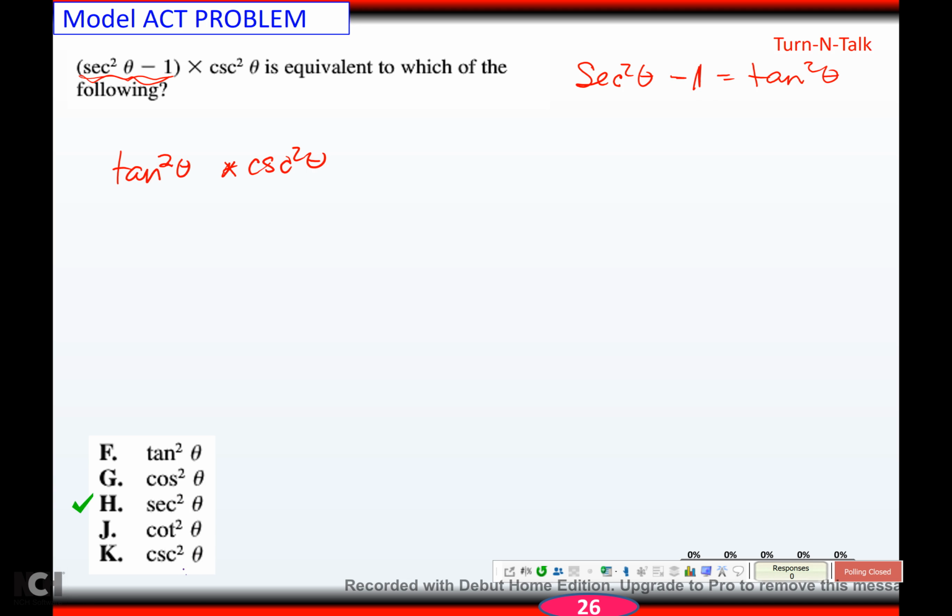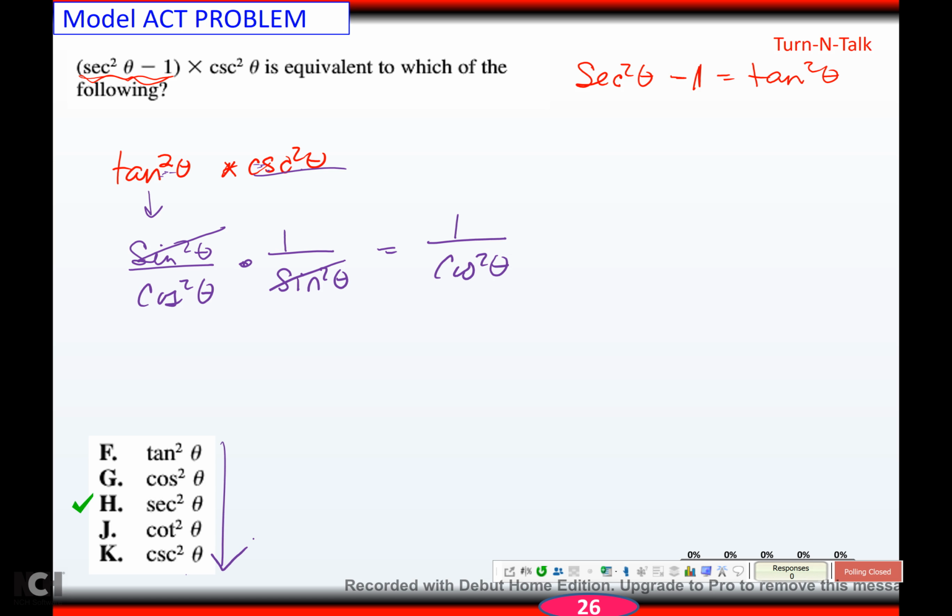What am I going to do now? Well, I know that both of these have something to do with sine. So my reciprocal identity says I can rewrite tan squared as sine squared theta over cosine squared theta. And my reciprocal identities say that I can rewrite cosecant squared theta as 1 over sine squared theta because they're reciprocals. Those cancel, which gives me 1 over cosine squared theta, which isn't one of my choices. But again, the reciprocal identities, 1 over cosine squared theta is equivalent to secant squared theta. So there's my H. Okay?